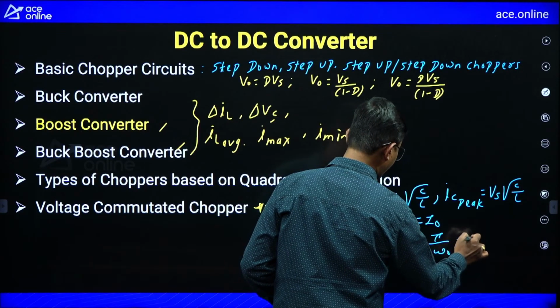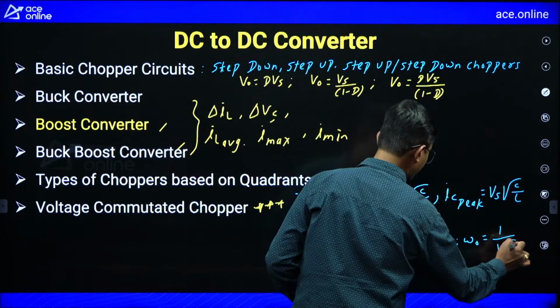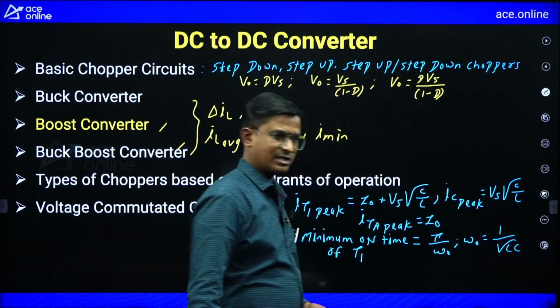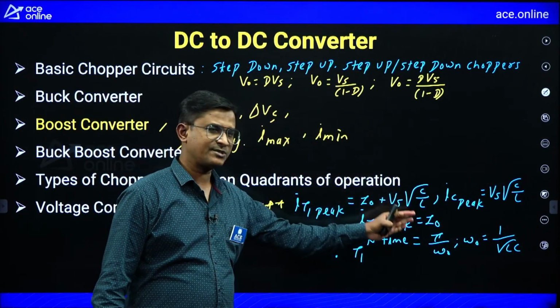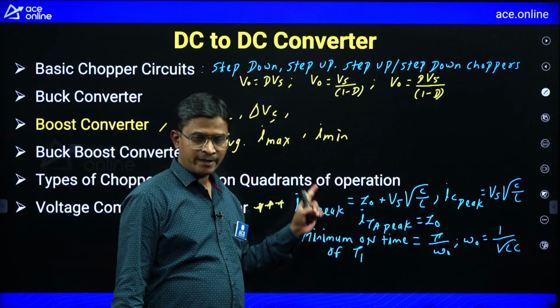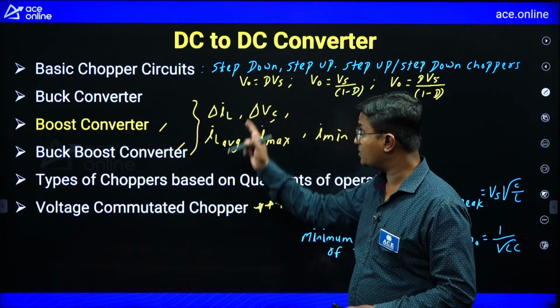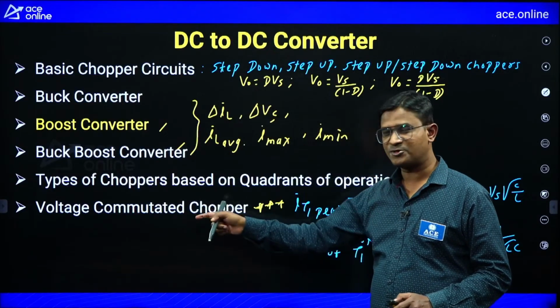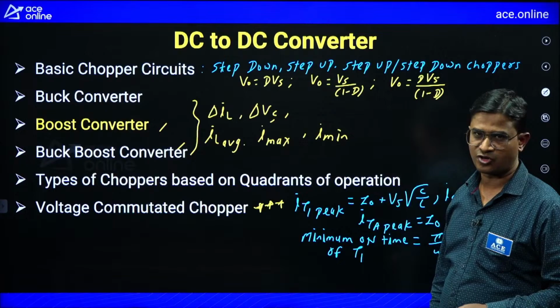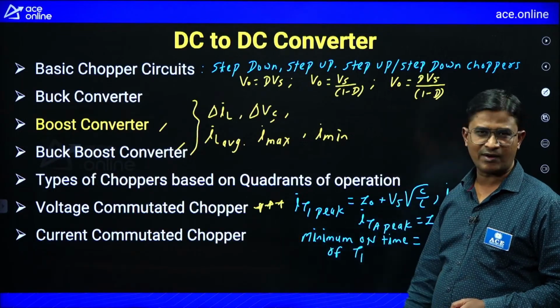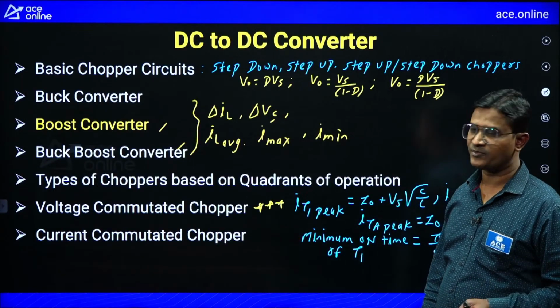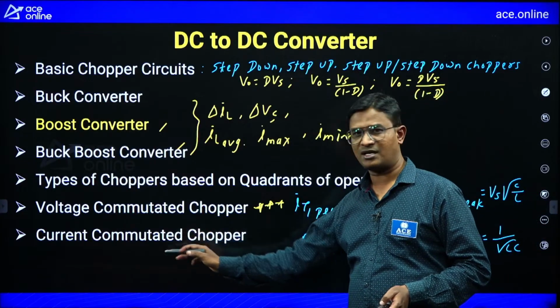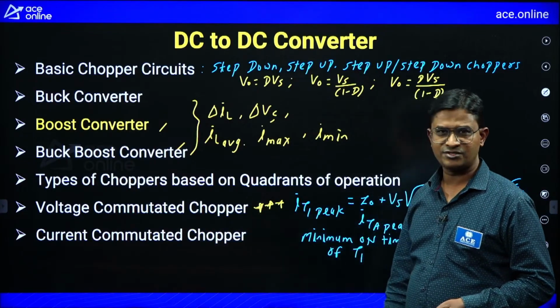Minimum on time of thyristor T1 is equal to pi by omega 0. And what is omega 0? 1 by root LC. So these are the important expressions from the voltage commutated chopper. In the chopper chapter, this bit is very important, because there is a high possibility of getting questions on the voltage commutated chopper. Very few questions they have asked on the current commutated chopper. So if you want, you can simply skip the current commutated, but voltage commutated is very important.